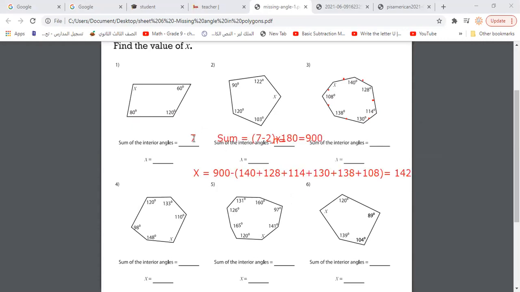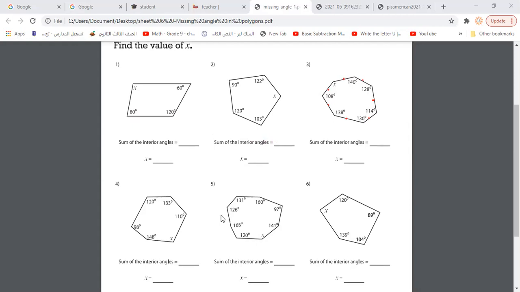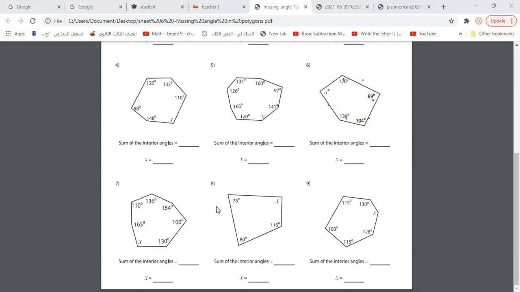First we will determine the number of sides. After that, you will substitute n by the number of sides. Then we will calculate the sum of all the angles. After that, you will find the measure of the missing angle. Understood? Who will answer the next question?